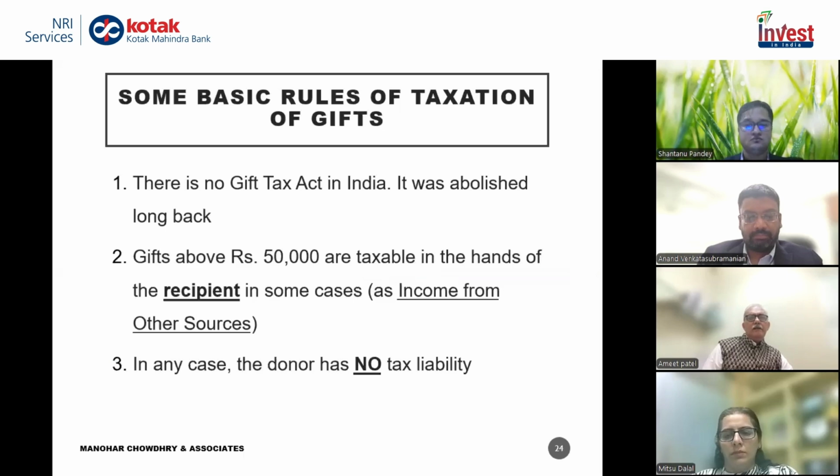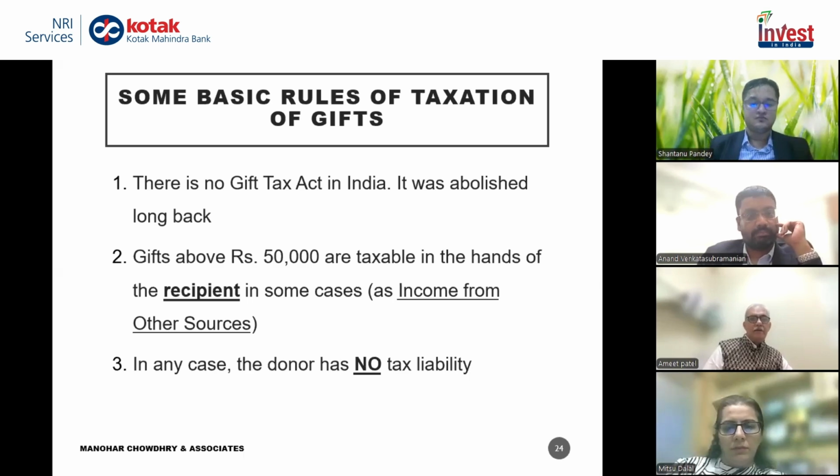First things to be understood by you is that there is no gift tax act in India. We had a gift tax act long back, but it was abolished long back. What has now happened is that gifts received by a person in excess of 50,000 are taxable in the hands of the recipient, in some cases, as income from other sources.